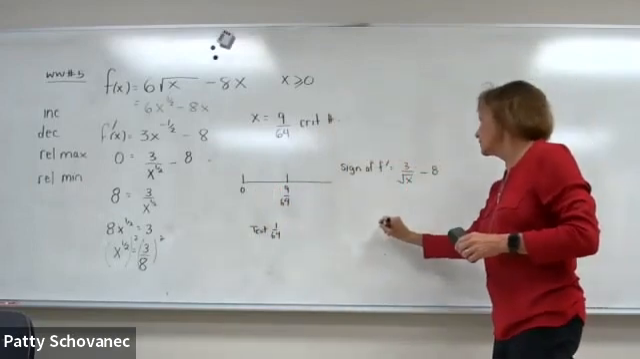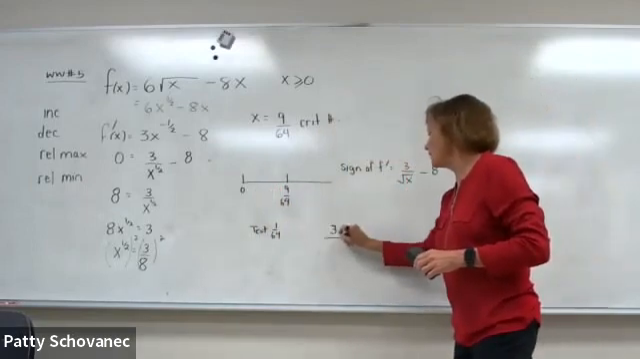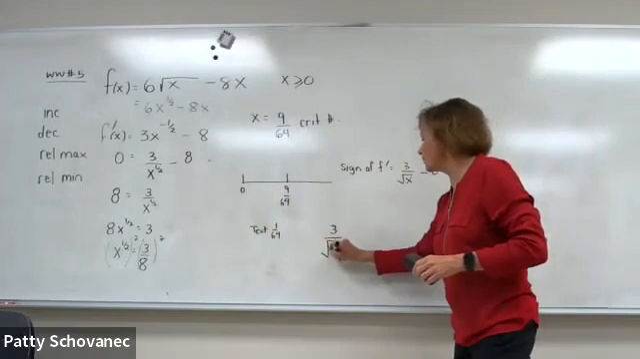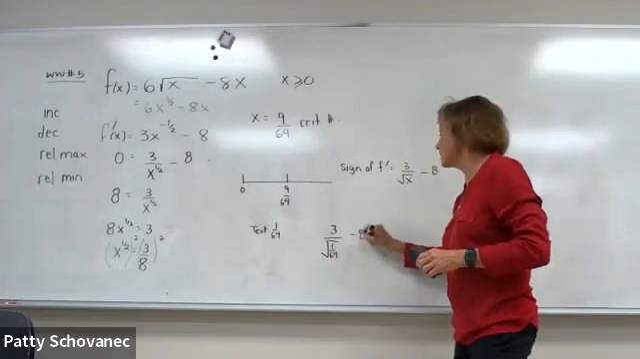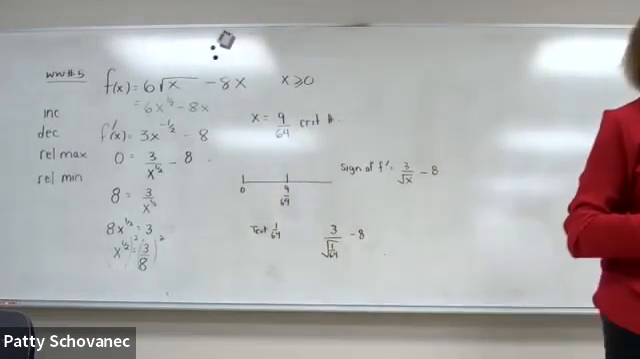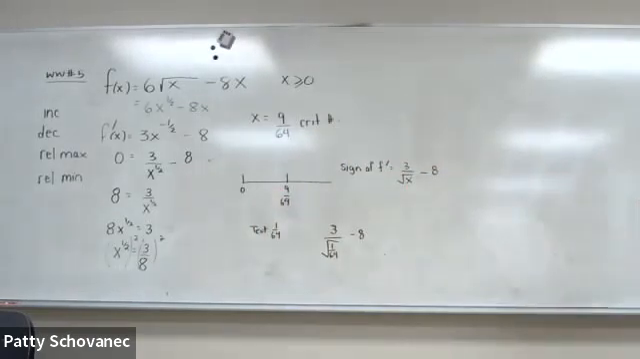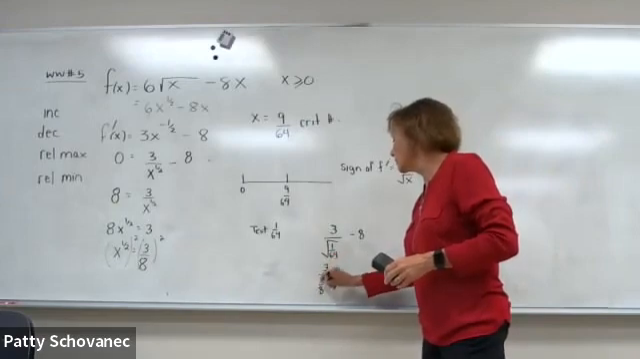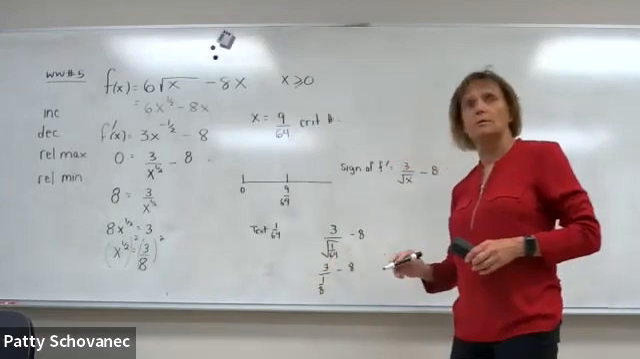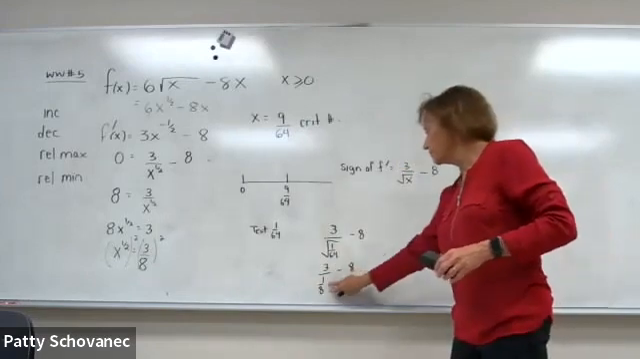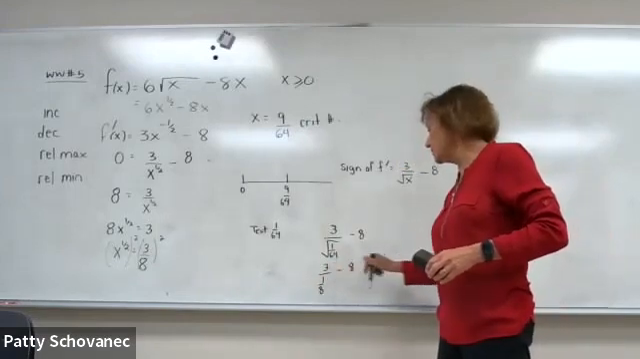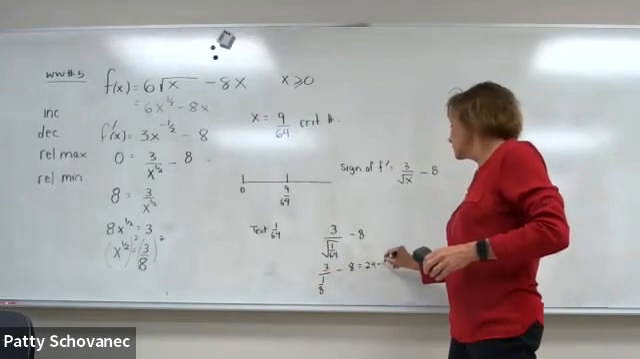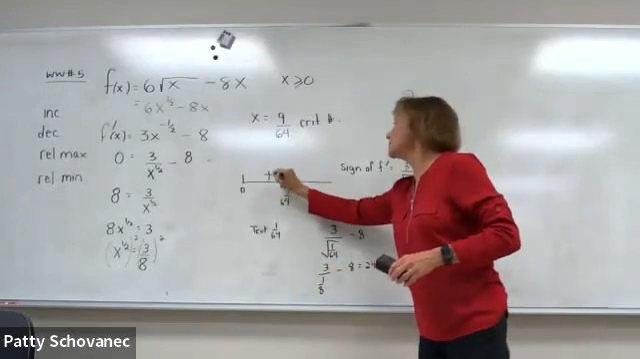So I'll do it over here. We've got 3 divided by the square root of 1/64 minus 8. We have to decide whether that's positive or negative. What's the square root of 1/64? 1/8. So how do I divide 3 by 1/8? Multiply it by 8, right? So 3 times 8 is 24. 24 minus 8 will be positive.